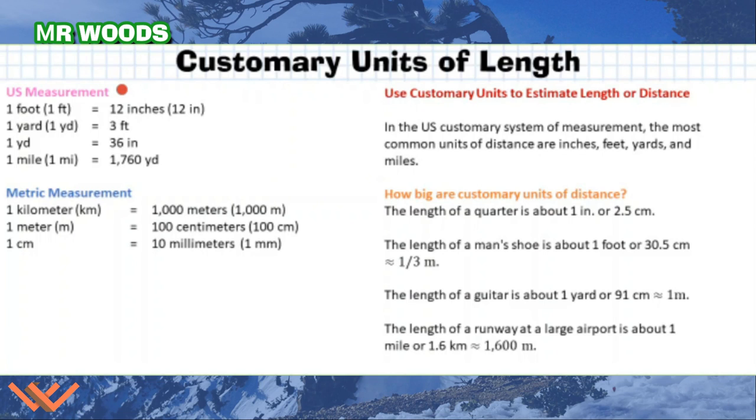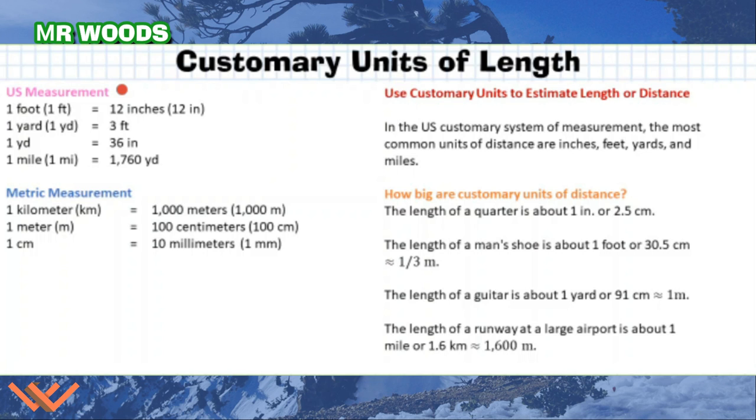Okay, we're going to start here with U.S. measurement for the customary units of length. So we have 1 foot is equal to 12 inches, 1 yard is 3 feet, and then 1 yard is equal to 36 inches. You see how that is? It's 3 feet, so 3 times 12 is 36. And then 1 mile is equal to 1,760 yards.